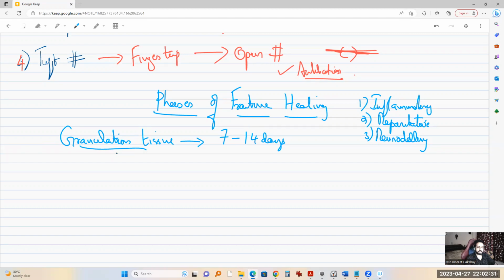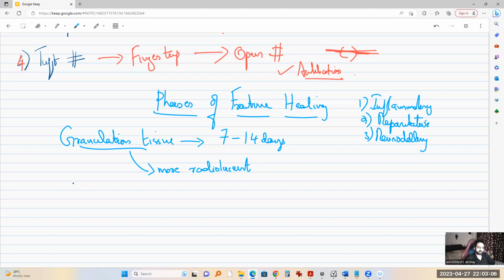The importance of this granulation tissue is that it is more radiolucent than the surrounding bone. So, in other words, we can say a healing fracture will be more radiolucent in 7 to 14 days.